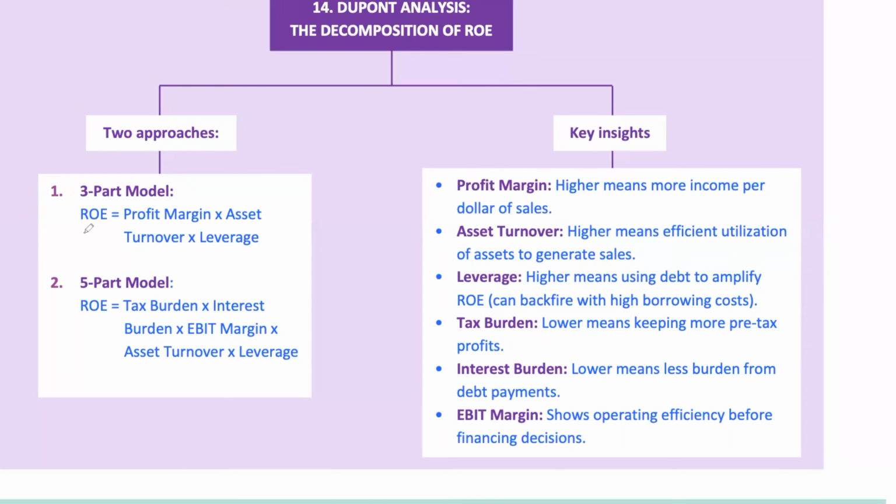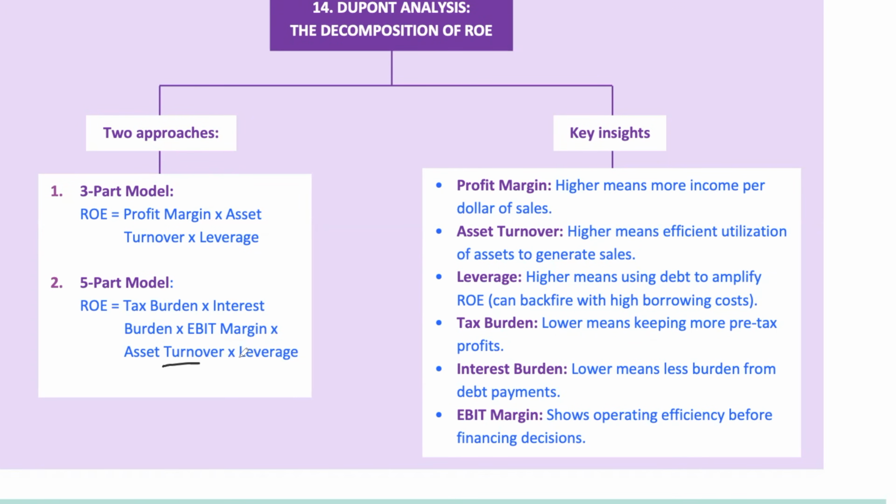Breaking it down further. Tax burden, net income divided by EBT, reflects the impact of taxes. A higher value indicates a lower tax rate. Interest burden, EBT divided by EBIT, shows the effect of interest expenses on profitability. A higher value means lower interest payments, leading to a higher ROE.